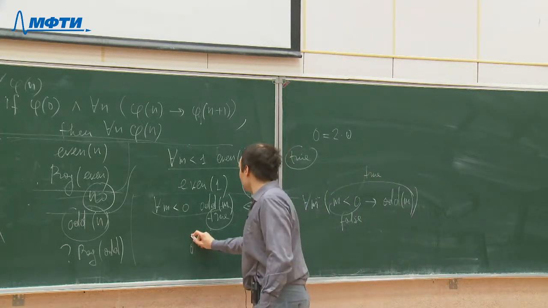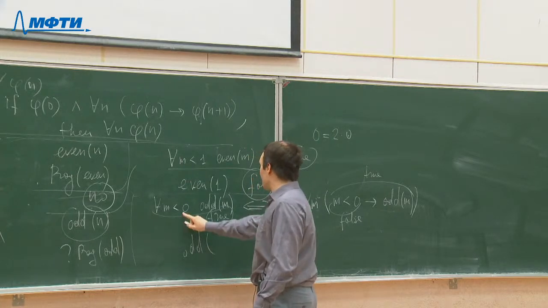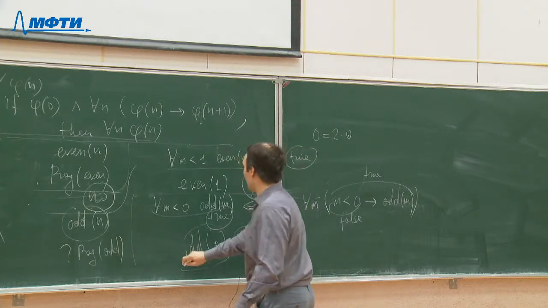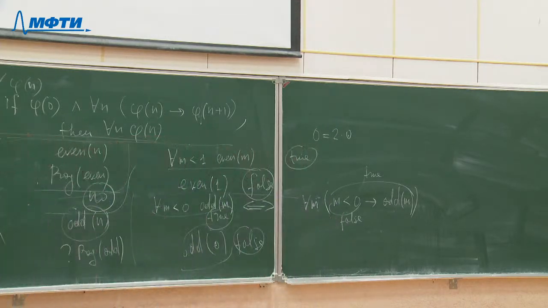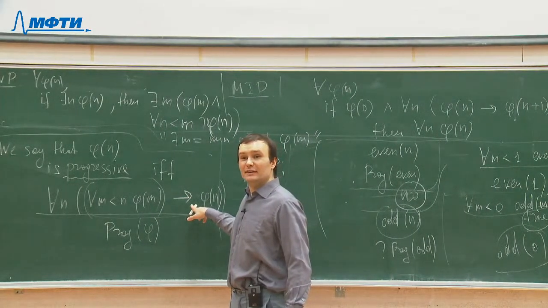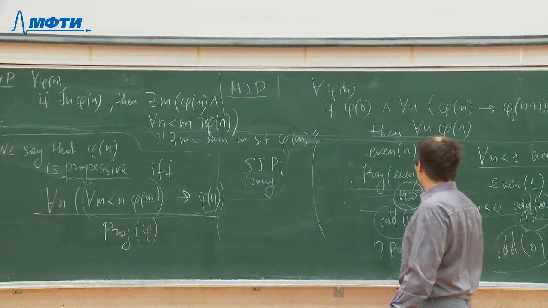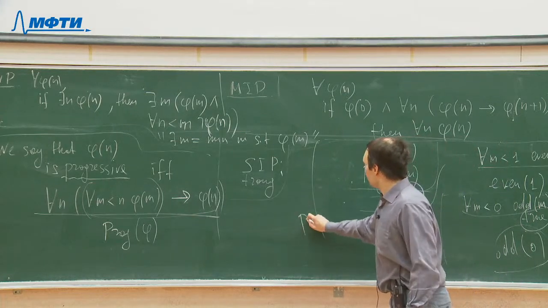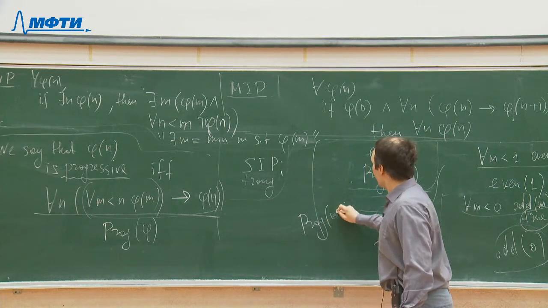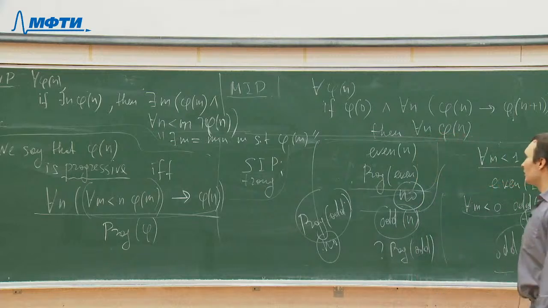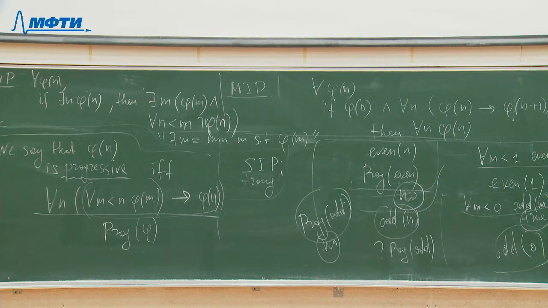Yet, of course, it is not the case that 0 is odd. 0 is even. So, the assumption is true, yet the conclusion is false. That means that our implication fails. So, the property to be even is not progressive. The property to be odd is not progressive.